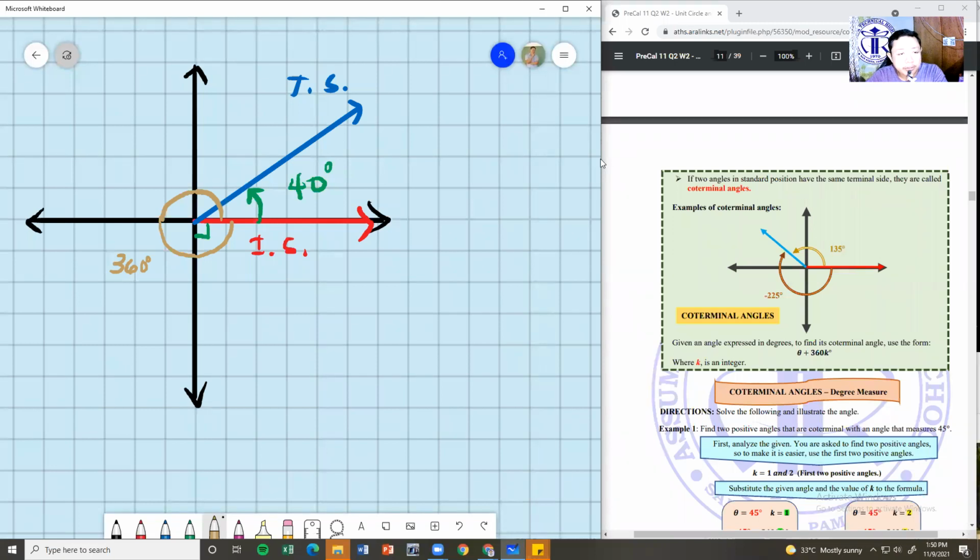Okay? Now, but we continue. We already have 360 degrees. If we continue going to the terminal side, what do you think is the measurement of that? It will not be 360 anymore because it extended. What's the measurement of that? Of course, we have 360 plus the 40 extension here. So 360 plus 40 becomes 400 degrees. Can you follow?